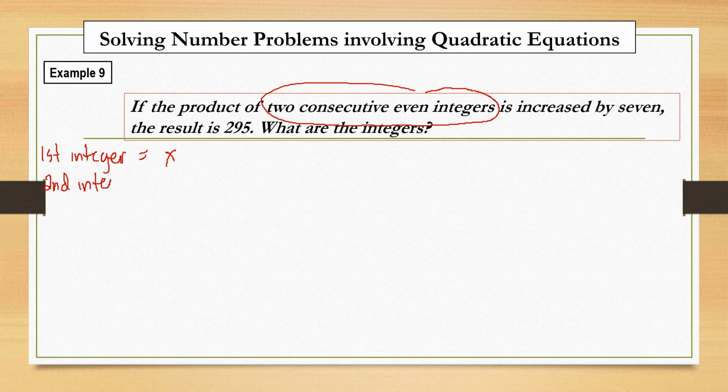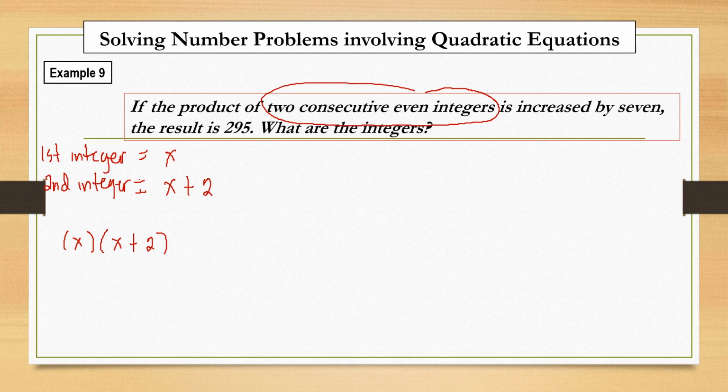How do we represent the second integer if they are consecutive even integers? Therefore, the second integer is represented by x plus 2. So it says in the problem that if their product is increased by 7, how can we represent their product? x times x plus 2. So this is their product.